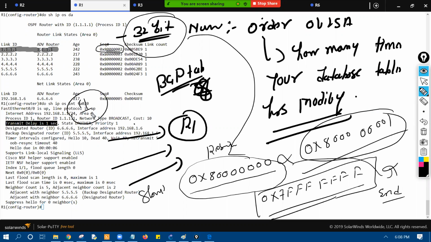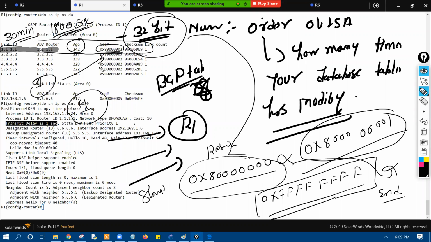And after that, this is the dynamic timer, right? Of course, we have some limitation on this timer. The limitation of this timer is 30 minutes, 1800 seconds by default. At every 30 minutes, what happens? This database entry is refreshed. And once your database entry has been refreshed, again the sequence number will be incremented by 1.